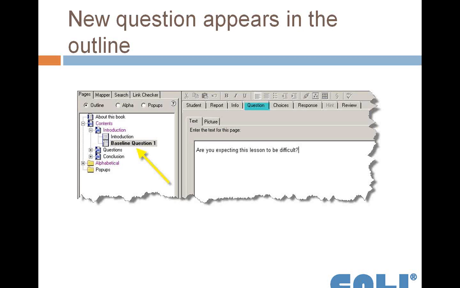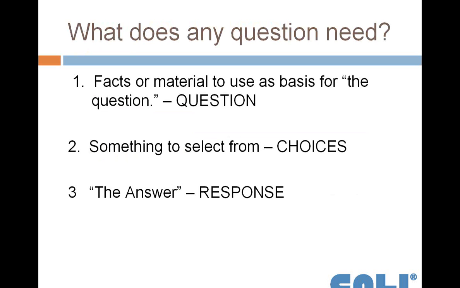So now you see my baseline question 1 automatically appears in my menu structure on the left, and I've highlighted the question tab and put in text because what you need for any question, of course, is a question. So I typed in the text, are you expecting this lesson to be difficult? And just a reminder, what does any question need? You need facts or materials to base the entire question on. That we call the question tab.